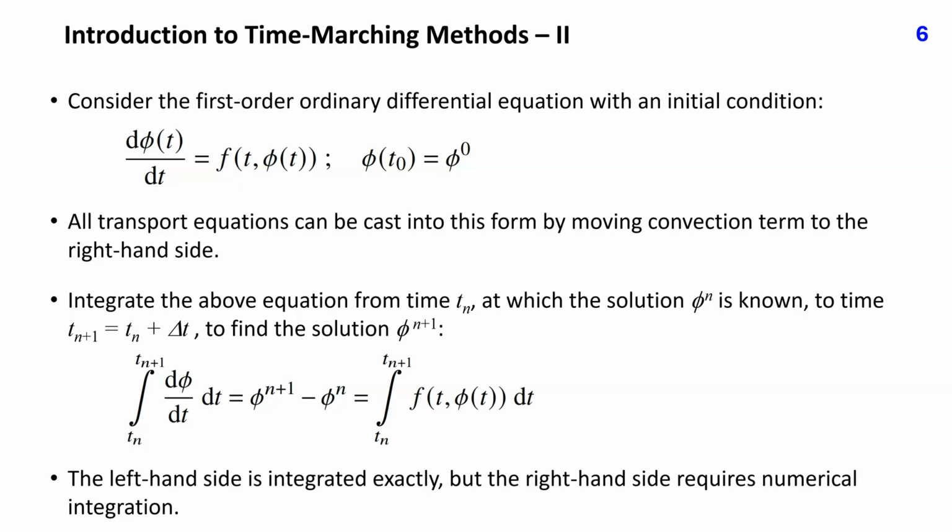We integrate the above equation from time tn, at which the solution phi n is known, to time tn plus 1, to find the solution at the new time level n plus 1. The left-hand side of the equation can be computed exactly, resulting in the difference between the new and the old value of phi. However, because we cannot integrate the function f over time analytically, numerical integration is necessary for the right-hand side. The same methods presented for surface and volume integrals in lectures 7 and 8 can in principle be used. Some examples are presented in the following slides.